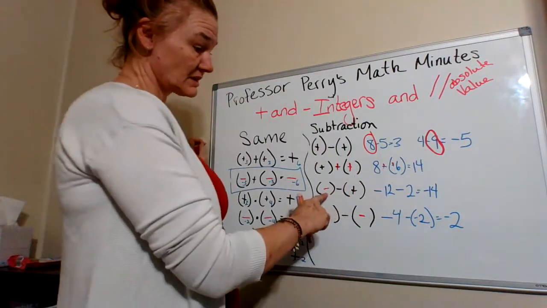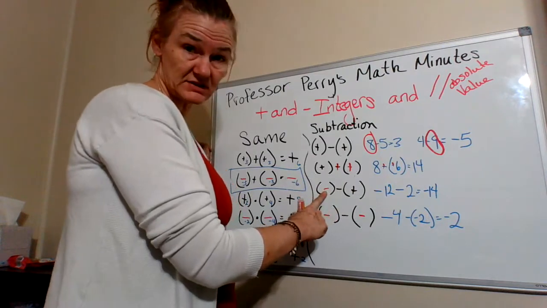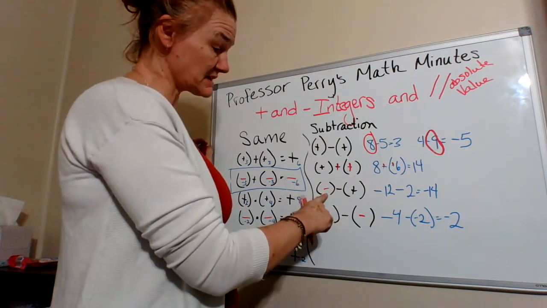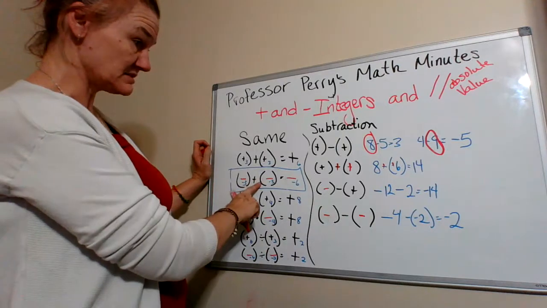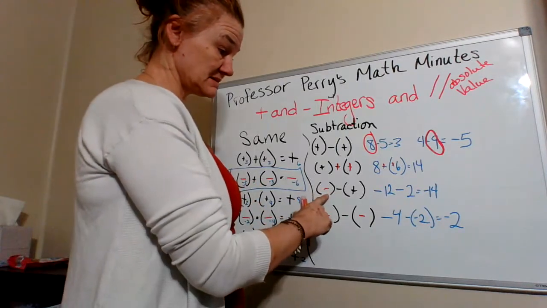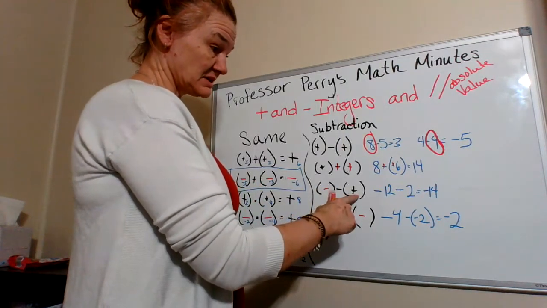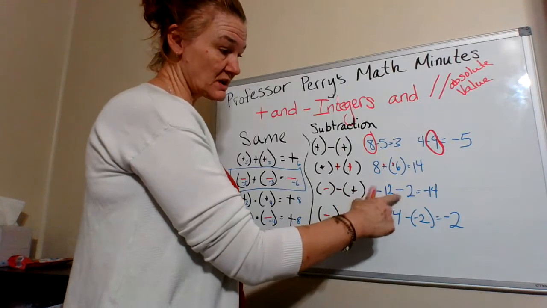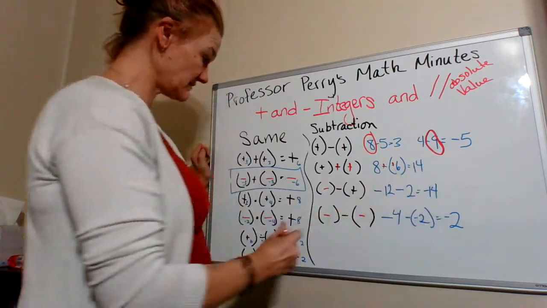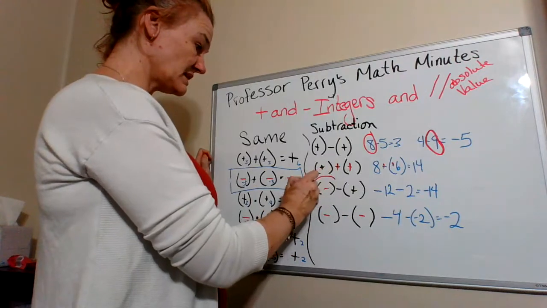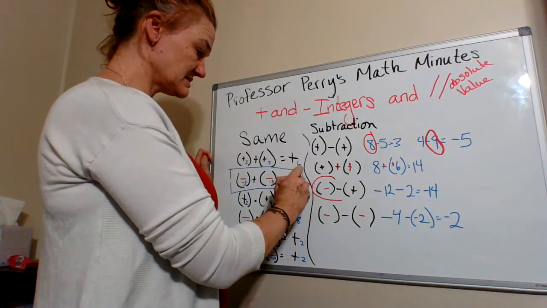So if the negative is first, that doesn't work. Because this is basically the same as this one. You end up with a minus a number. So if I have a minus 12, minus 2, that's minus 14. So this one right here is the same as this little guy over here.